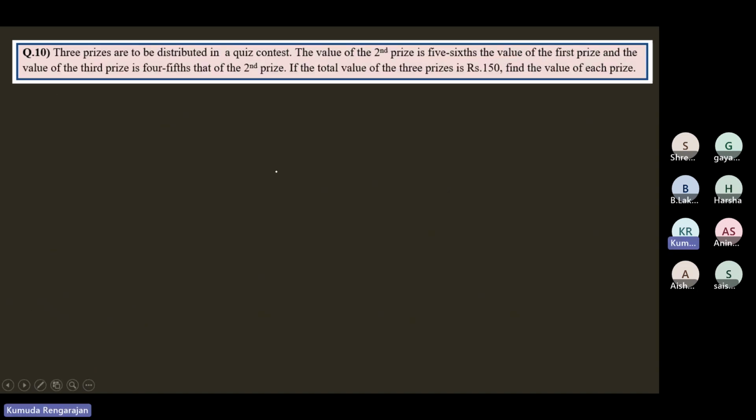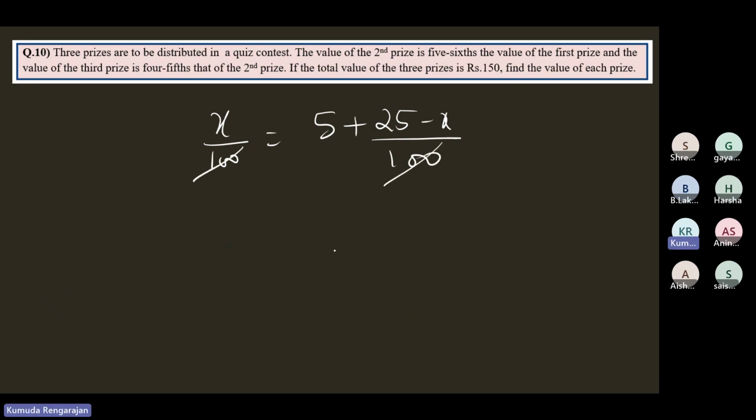I'll tell you when you cannot cancel. Suppose you have x by 100 is equal to 5 plus 25 minus x by 100. You cannot cancel this 100 and 100, because you need to have only one fraction on either side. If the 5 was not there, then 25 minus x by 100 is one fraction on the right hand side, and x by 100 is one fraction on the left hand side. So you can cancel.